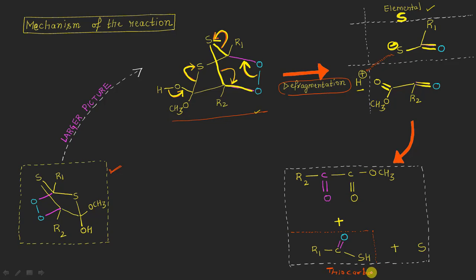So let me write here, the thiocarboxylic acid, plus the second thing which we will get here is this elemental sulfur. And the last product molecule is this one here, which is what? Which is the keto type of ester molecule. And this is our first main product molecule, right? So in this way, using this type of mechanism, we have just seen how we end up with a ketoester molecule.